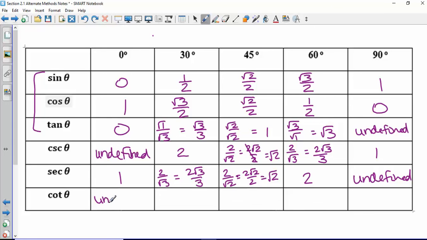Alright, cotangent is the reciprocal of tangent. So reciprocal of 0, undefined. If I did the reciprocal of this, I have radical 3 over 1, so radical 3. Reciprocal of 1 is 1. If I flip that one, I get 1 over radical 3, so radical 3 over 3. And what's the reciprocal of undefined? 0. Okay. Everybody with me? Does anyone see any other patterns here?